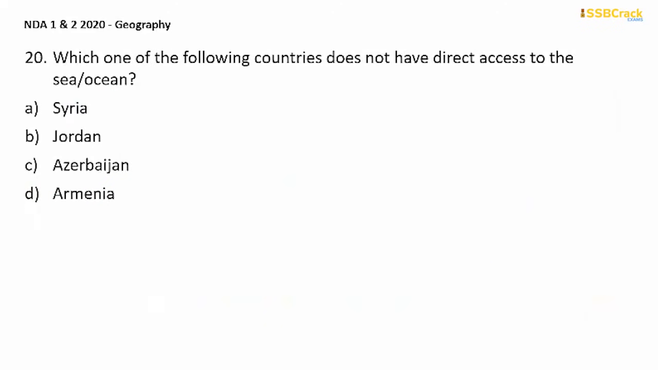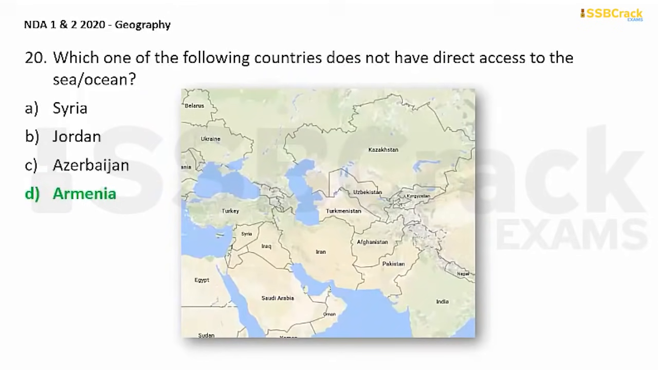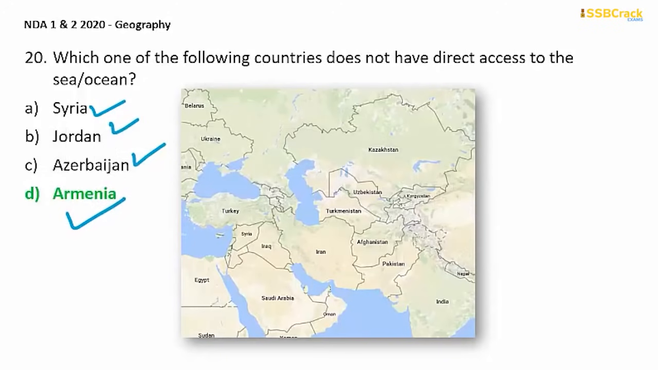Moving on to our next question. Which one of the following countries does not have direct access to the sea or the ocean? Or in short, which of these countries is a landlocked country? So I'll explain you simply with the help of the map. All these countries, Syria, Jordan, Azerbaijan, and Armenia, lie on the western coast or some in the central part of Asia.